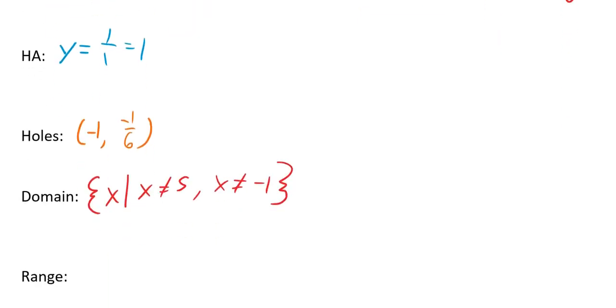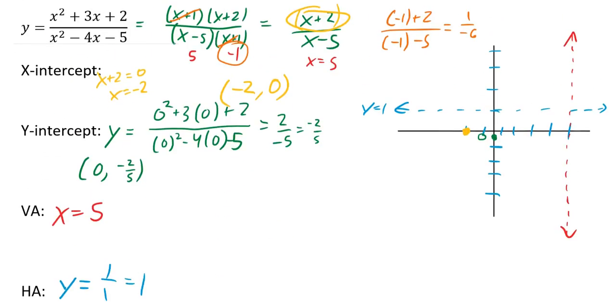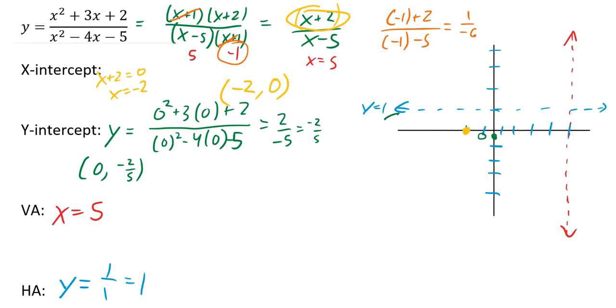Now I have all the pieces except for range and end behavior. I connect them all, and I make sure to get nice and close to my asymptotes. To the right of the vertical asymptote, I could be up here, I could be down here. To decide which one, I'm going to have to plug in a point.